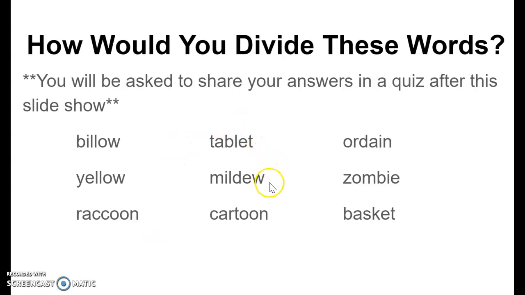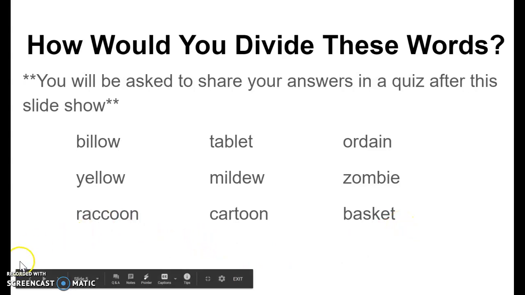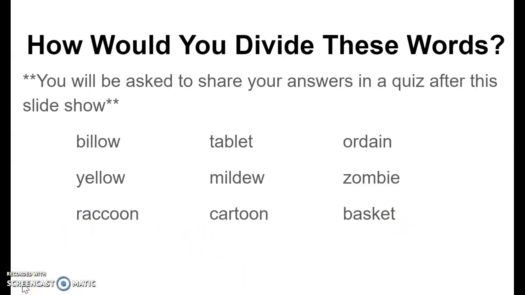Tablet. Mildew is when something gets wet and then it starts to kind of get moldy and green and icky. Cartoon. Ordain means to order something or to say something's going to happen. Zombie, you guys know that one. And a basket. Okay, so those are the words that I'm going to have you guys work on, and I hope you guys have fun submitting your answers.